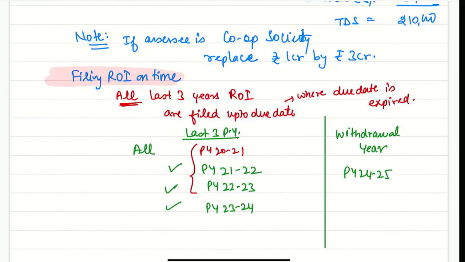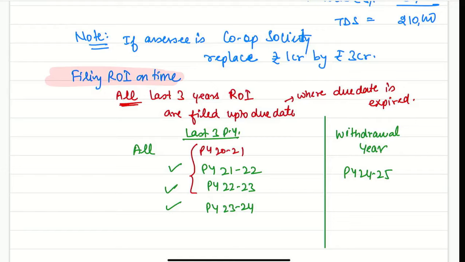So to determine whether you are filing your return on time, you are category 1 or category 2. So we will see your last 3 year returns and only those last 3 years where the due date has expired. All done? Got it?